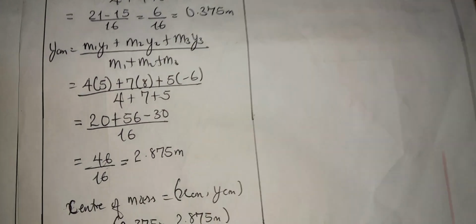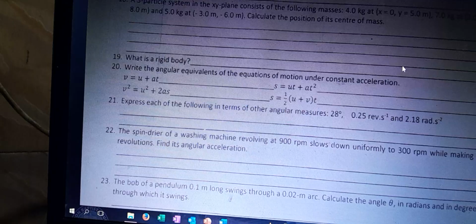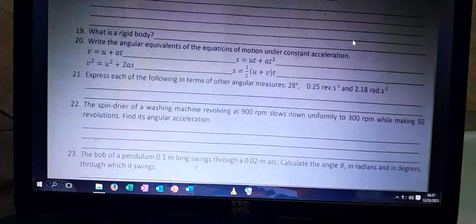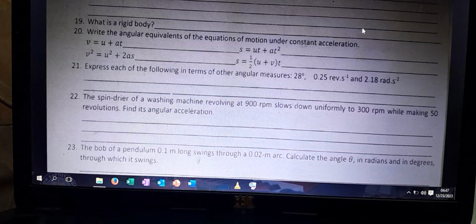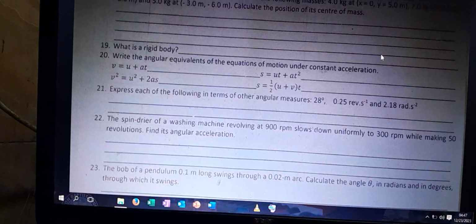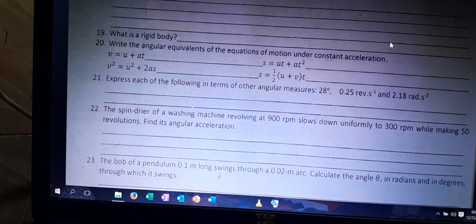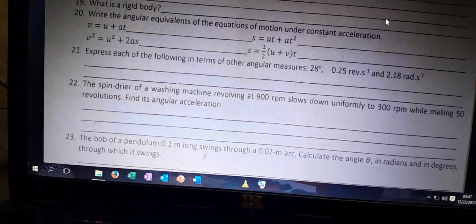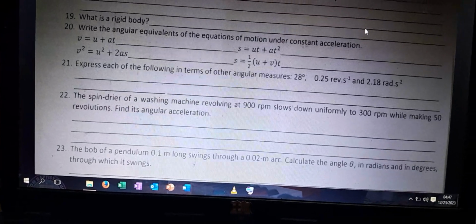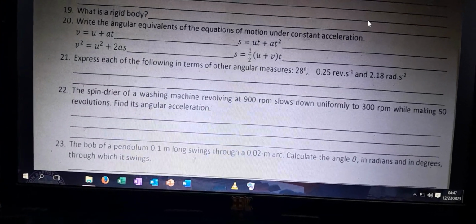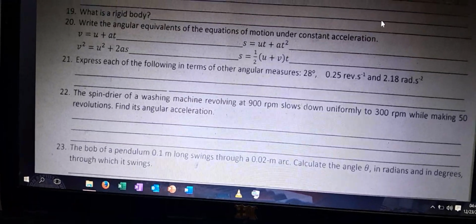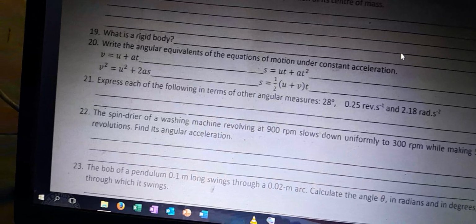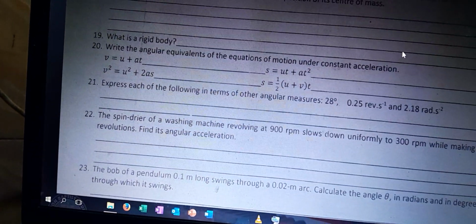All right, so to question 19. We're asked, what is a rigid body? In respect to angular motion, a rigid body is a body that can rotate with all its parts being together, without any change in its shape. So that will be the definition of a rigid body.